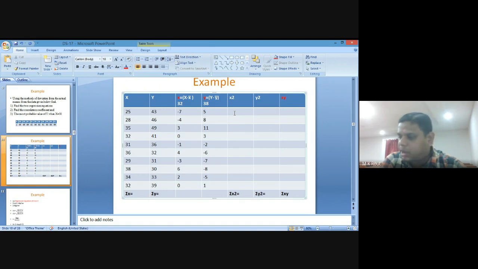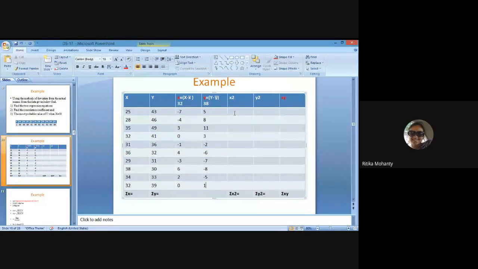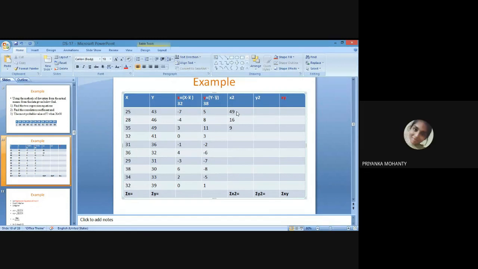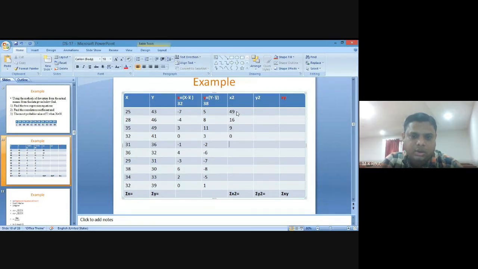The square of small x, how much? -7 squared is 49. You calculate your own and call out one by one. 49. The next is 16. Next one is 9. Next one is 0. 1. Again 16. Again 9. Next one is 36. Next one is 4. Last one is 1.